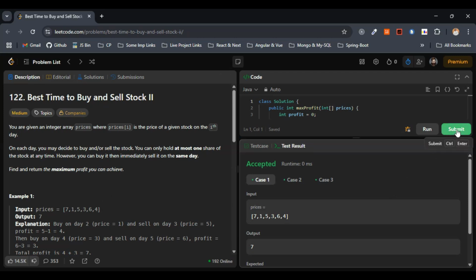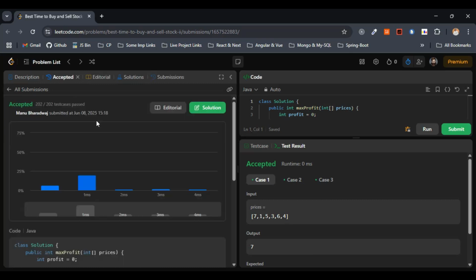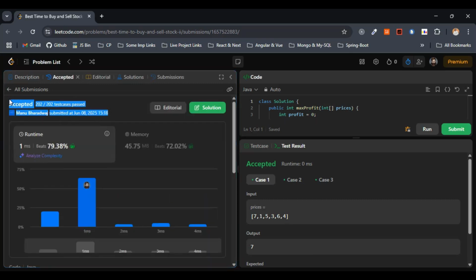Next, let me hit the submit button. Let's see whether this works for all the test cases or not. So here you can clearly see all the test cases are getting passed, meaning the code works absolutely correct in this case, right? So I hope the solution part along with the approach and the complexities part are completely clear, right? So for now, this is it.